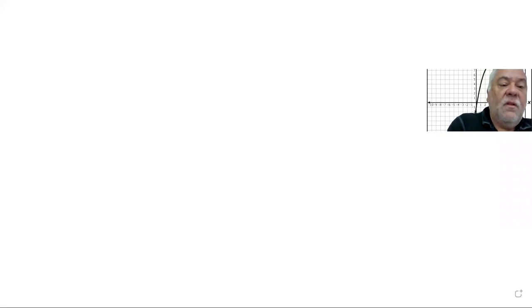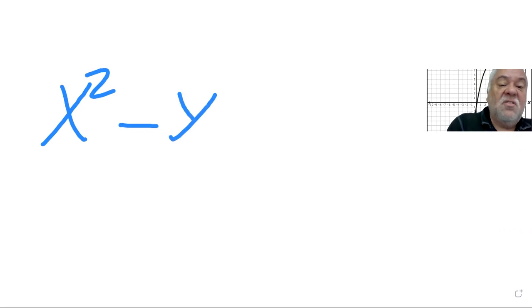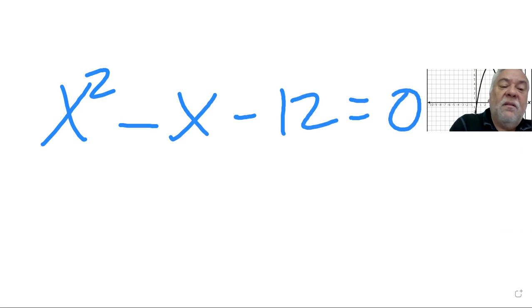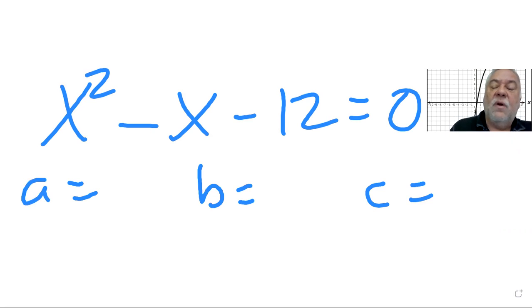So let's go back and take the equation x squared minus x minus 12 is equal to 0. The first thing is to just write down what a is equal to, what b is equal to, and what c is equal to. That way you have to bring their signs with them.